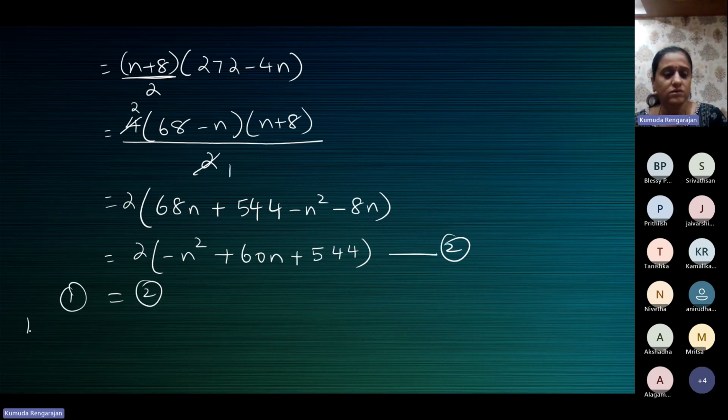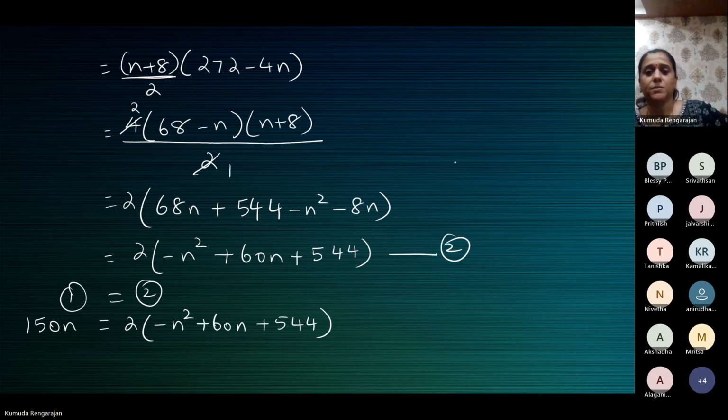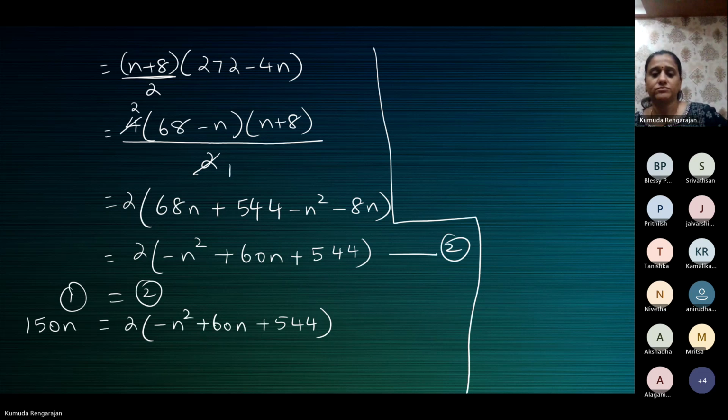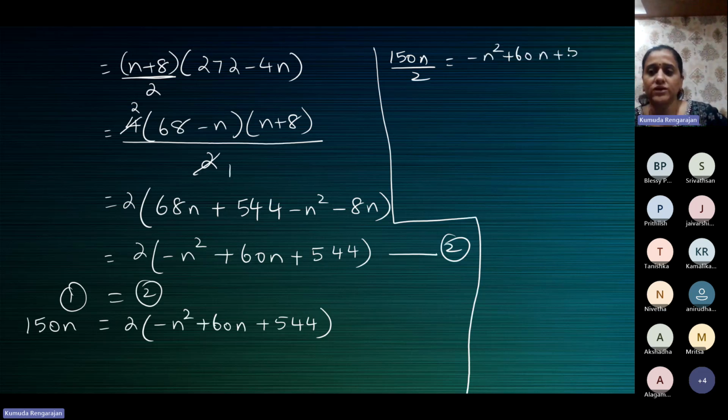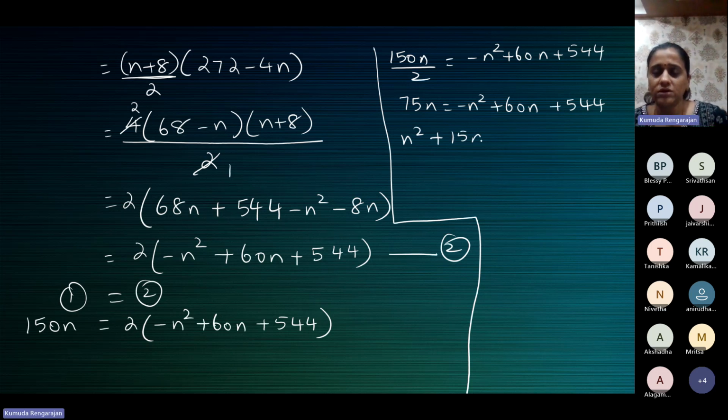That is 150n is equal to 2 into minus n squared plus 60n plus 544. So 150n by 2 is equal to minus n squared plus 60n plus 544. So 75n, this becomes n squared plus 15n minus 544 is equal to 0. You can split the middle term or you can use a quadratic formula.